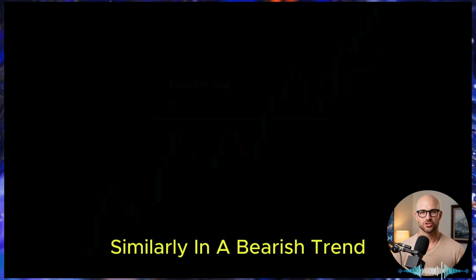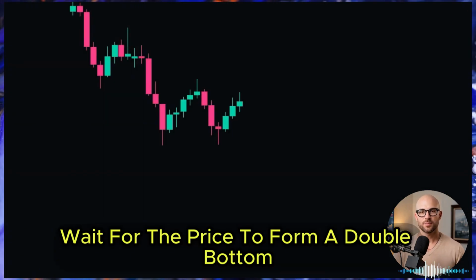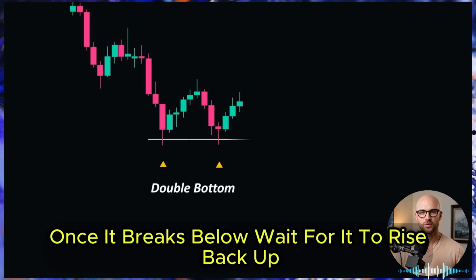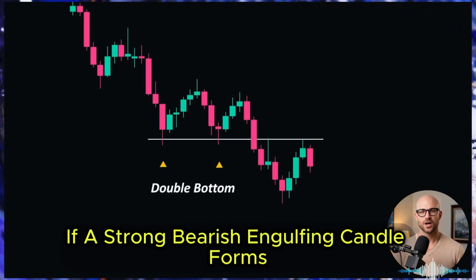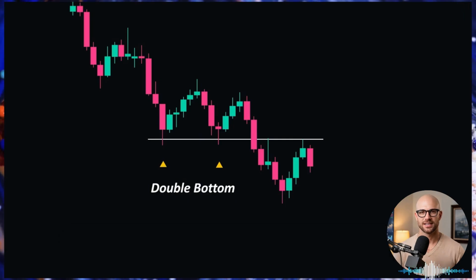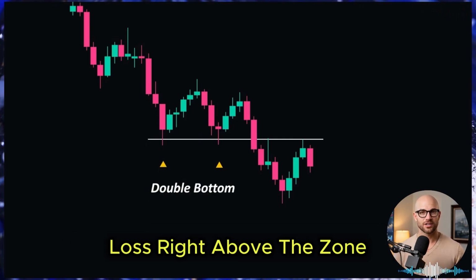Similarly, in a bearish trend, wait for the price to form a double bottom. Once it breaks below, wait for it to rise back up and retest that level as resistance. If a strong bearish engulfing candle forms, take the sell and place your stop loss right above the zone.